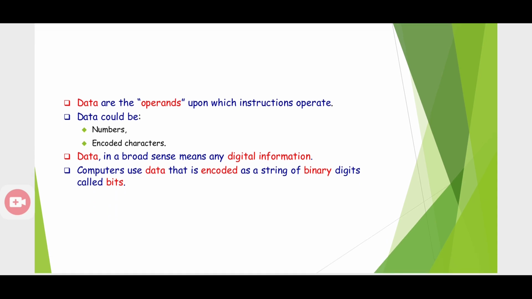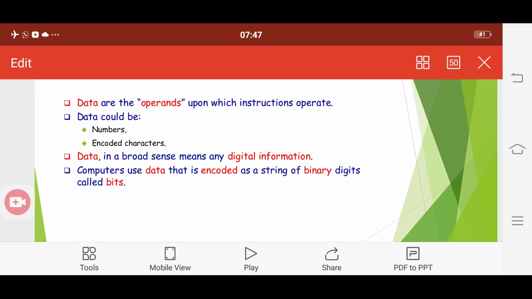We use the words data and information in every sentence. Actually, data are the operands upon which the instructions operate. Data could be a number or an encoded character, or sometimes it is known as digital information. After the processing of data, we call it information.